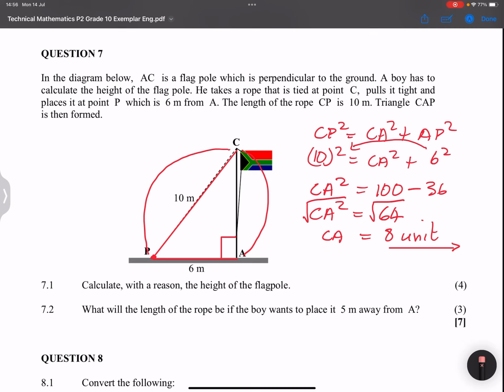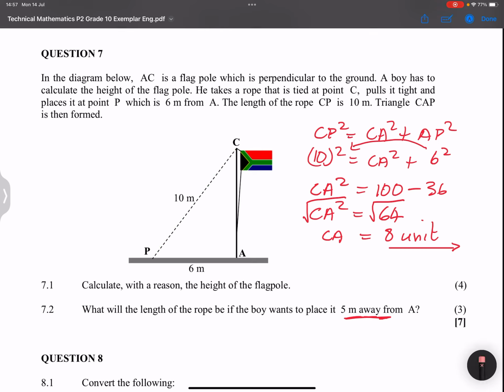Right, so they say what will the length of the rope be if the boy wants to place it 5 meters away from A. So we want to know, remember this is the rope over here. So what's the boy doing? They say the boy wants to place it 5 meters away from A.